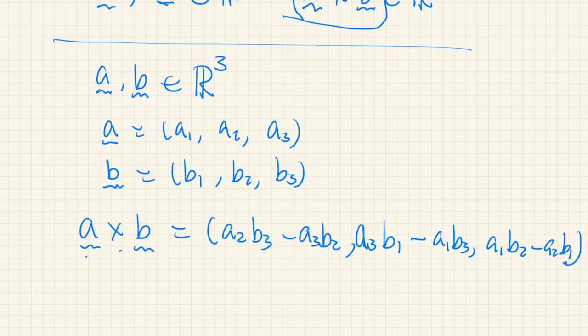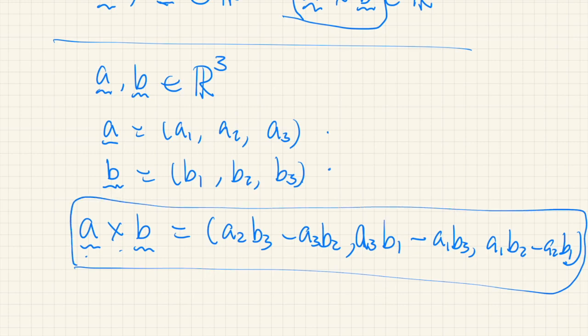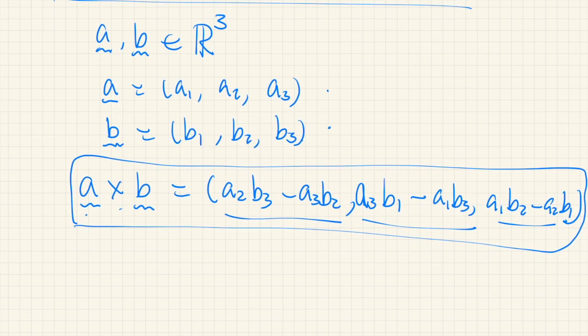So this looks a little bit complicated, but we will see the pattern later. So anyway, for these two vectors, the cross product is defined by these components. And sometimes, instead of writing A cross B, some people might write A, B, enclosed in square brackets.